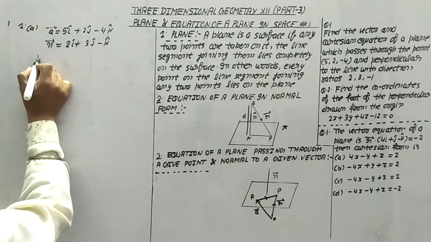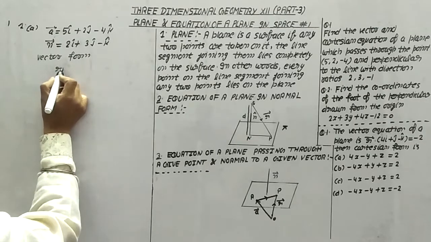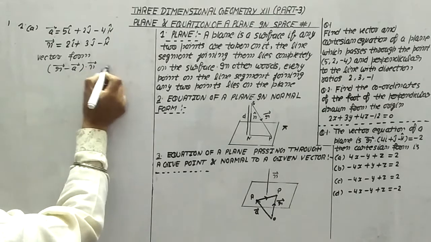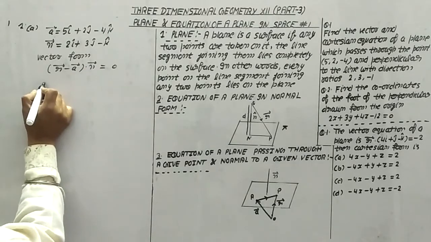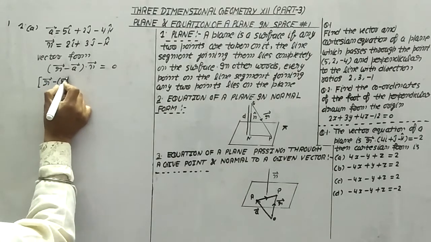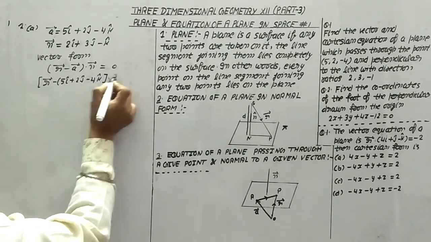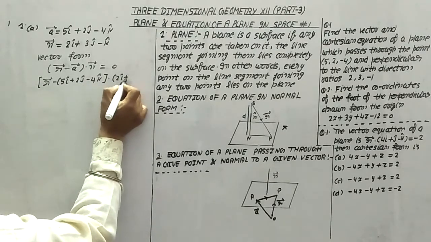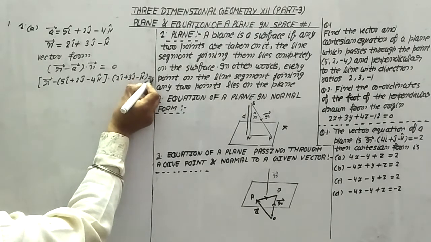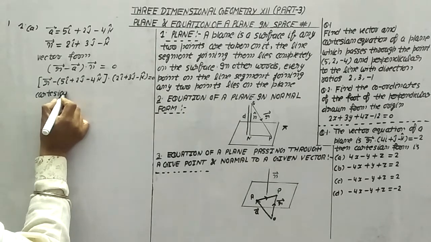Now we have to find the equation of the plane. So first of all, the vector form. The vector form is given by (r minus a) dot n vector is equal to 0. It means the vector form will be (r minus (5i plus 2j minus 4k)) dot (2i plus 3j minus k) is equal to 0.